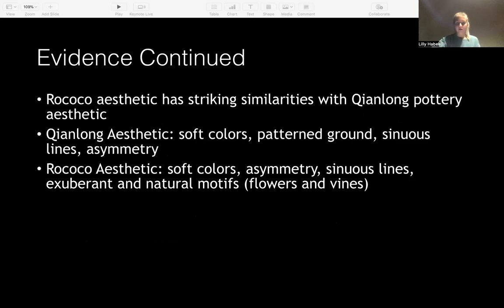So here is some more evidence of a connection between the textiles and the pottery. The Rococo aesthetic has very striking similarities to the Qianlong pottery aesthetic. In her article, Chan mentions that the Qianlong aesthetic includes soft colors, which you've seen, patterned ground, sinuous lines, and asymmetry. And the Rococo aesthetic, as she also mentions, and as we can see in the textile examples, includes soft colors, asymmetry, sinuous lines, and exuberant and natural motifs. Examples of this are flowers and vines.